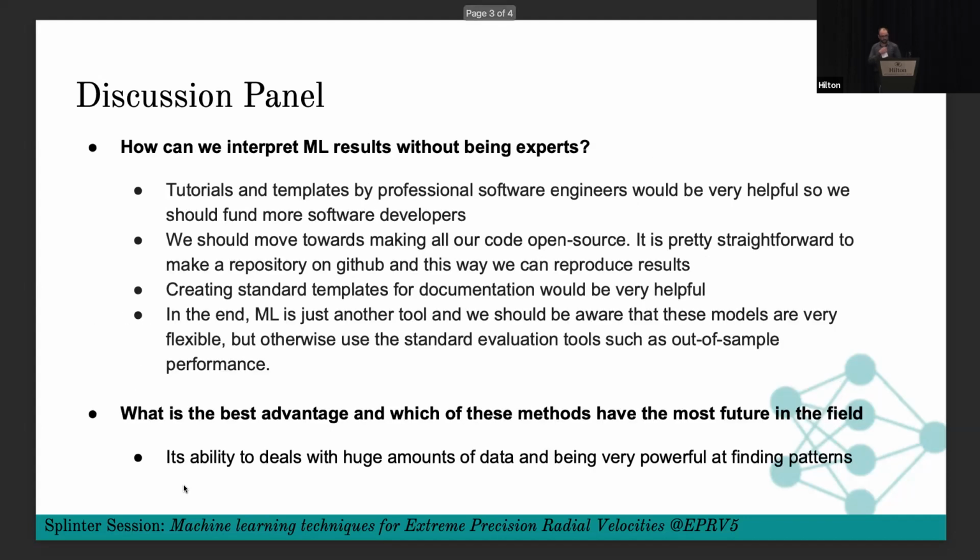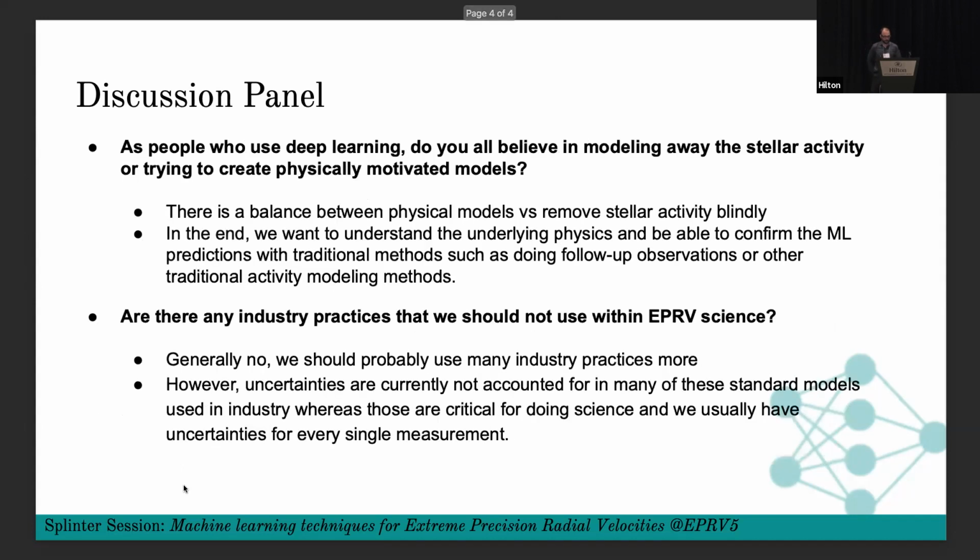What's the best advantage of these tools? Their ability to deal with huge amounts of data is a great advantage, and they are very powerful at finding patterns. As people who use deep learning, do you believe in modeling away the stellar activity or trying to create physically motivated models? We think there is a balance between physical models versus removing stellar activity blindly. And in the end, we really want to understand the underlying physics and be able to confirm the machine learning predictions with traditional methods, such as follow-up observations or other traditional activity modeling methods.